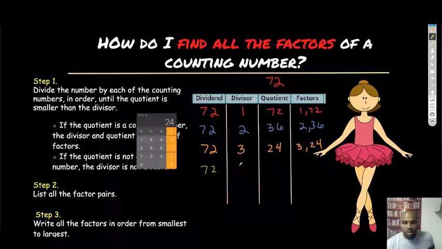72 divided by 4. Does 4 go into 72? I don't think so, but let's try it anyway in the calculator to be sure. 72 divided by 4 is 18. Oh, I was wrong. I'm glad I tried it. So now I know that 4 and 18 are factors because 4 times 18 gives us 72.